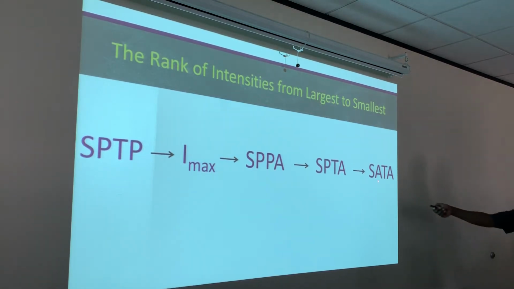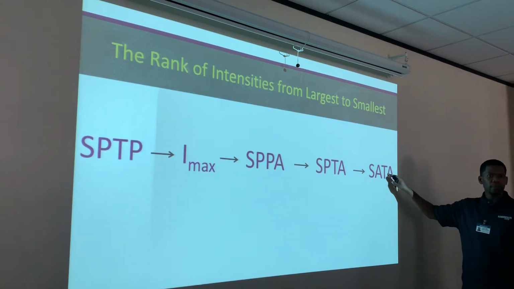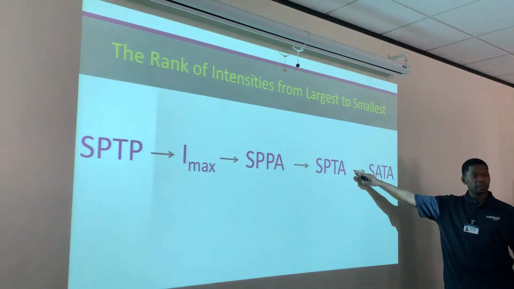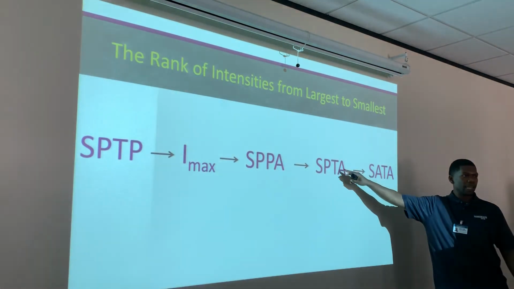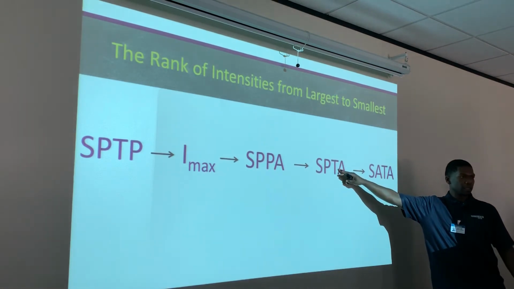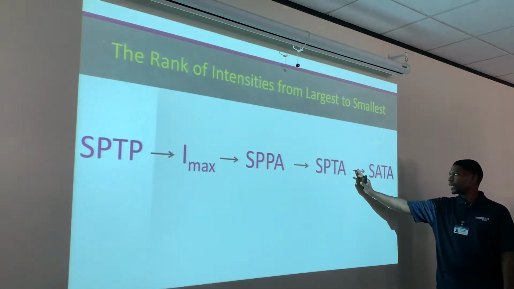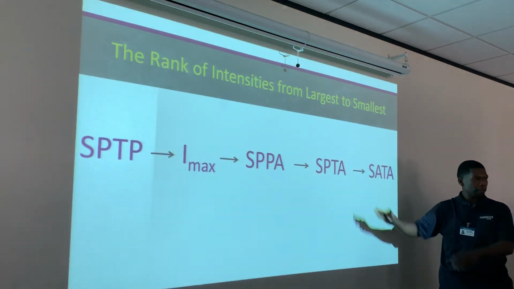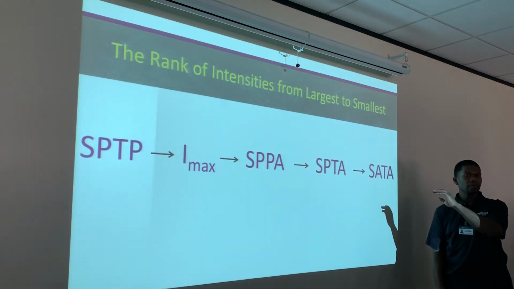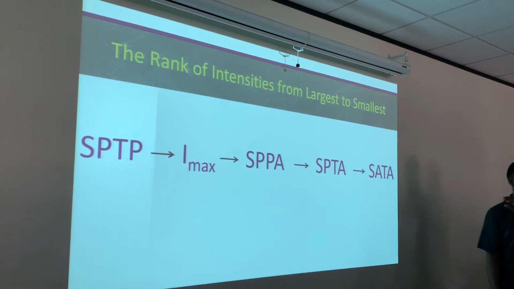Because temporal peak is always going to be higher than the temporal average, but spatial average is never going to be higher than the spatial peak. Okay, so right in this slide, I could have put SATP, right? But I'm only putting these up here because these are the most common measurements for intensity that the manufacturers use.